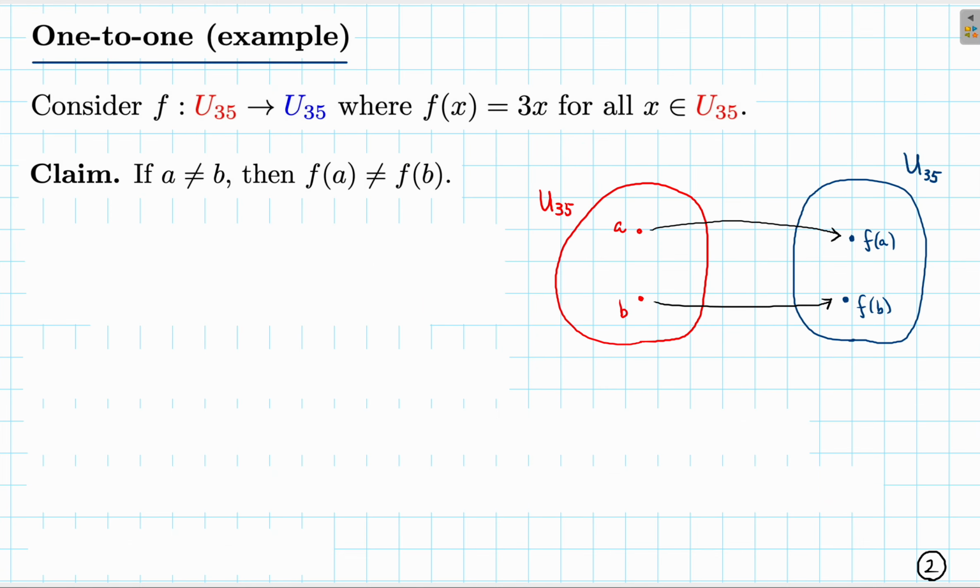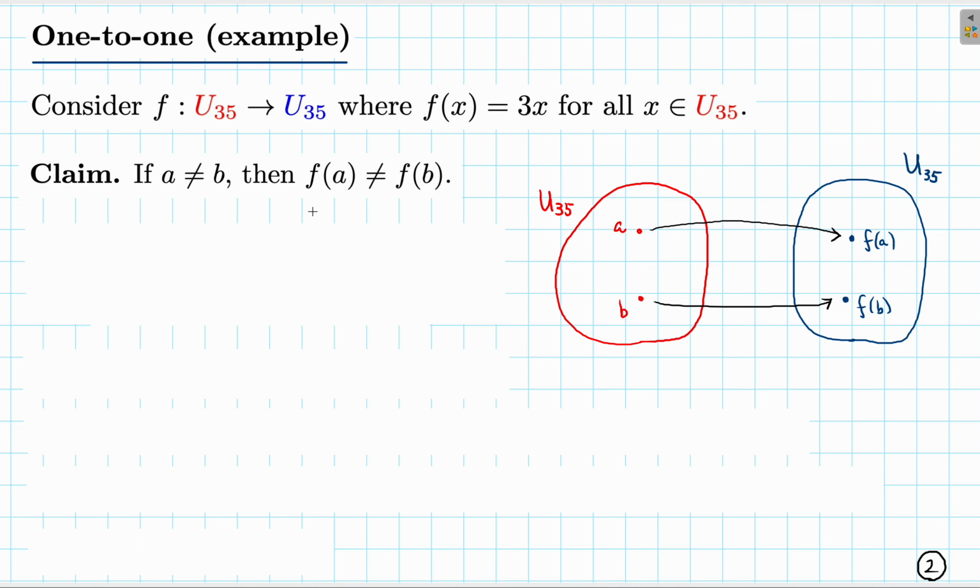In the classwork today, we looked at the function f from U35 to U35, where f of x equals 3x for all inputs x in U35. Since the domain and codomain are the same, they're both U35, in these slides I color-coded it so that the domain U35 is represented in red, and the codomain U35 is written in blue.